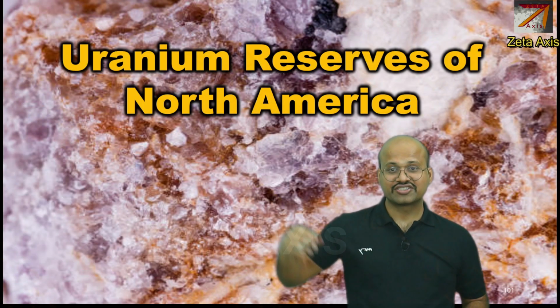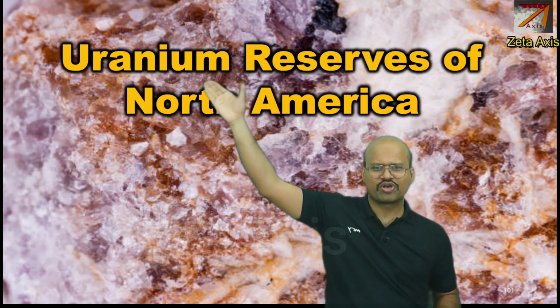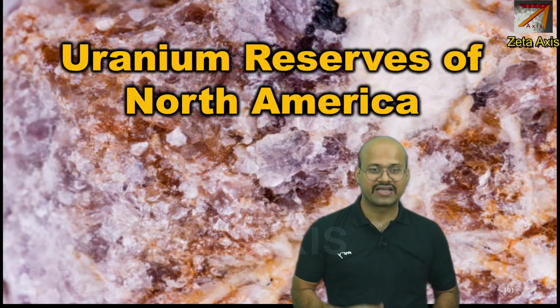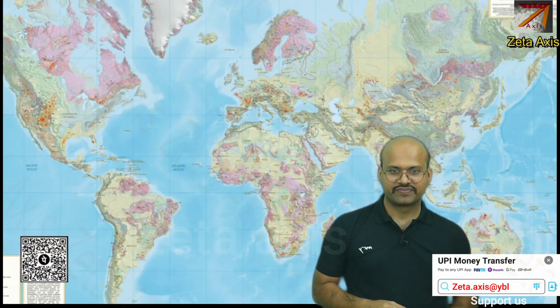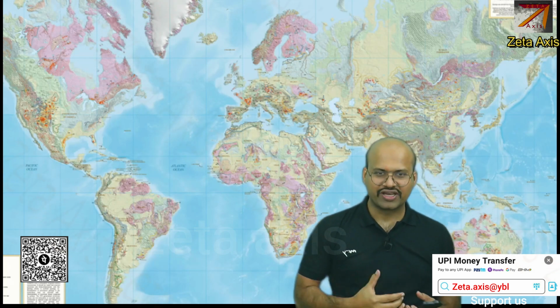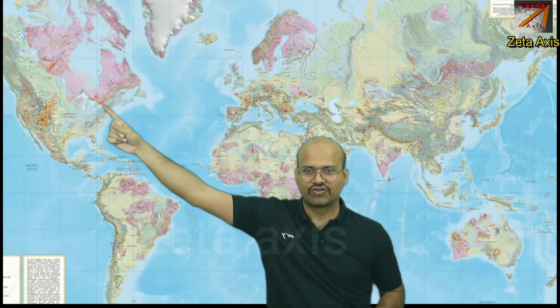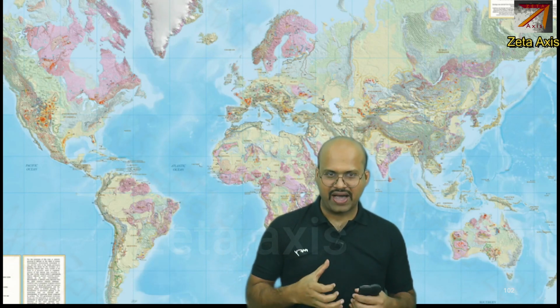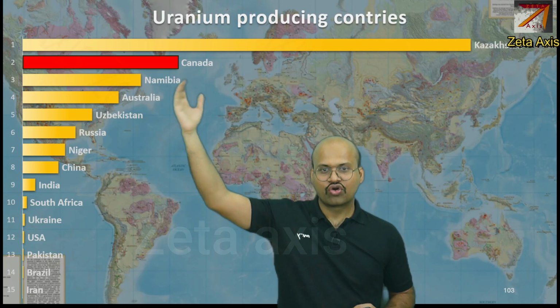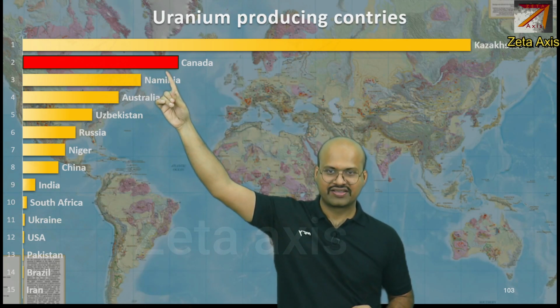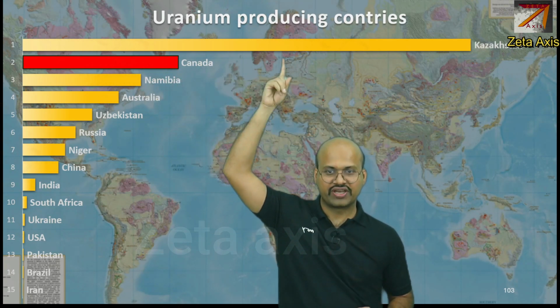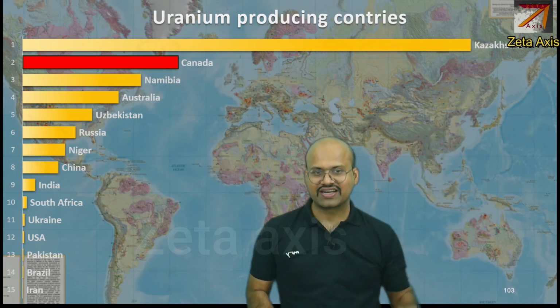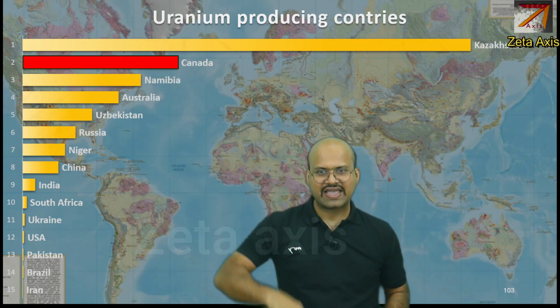Next, we will discuss the uranium reserves of North America. Now we know that because of its nuclear capabilities, uranium becomes an important mineral across the world. So here is a map. The data of uranium reserves is not freely available, so we will be using this map, which is from IAEA. We can see that the red dots over here in these regions indicate the places where uranium is mined. And if we go to the global standing, then we can see that Canada is the second largest producer of uranium across the world. Kazakhstan in Central Asia is the largest producer, followed by Canada.